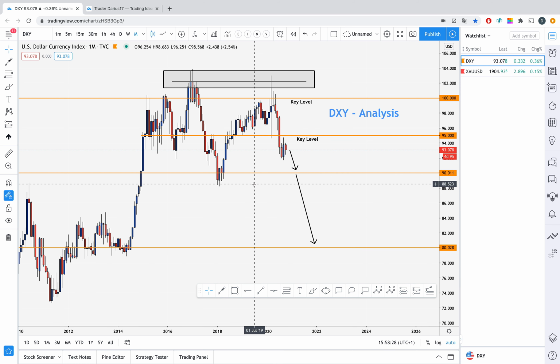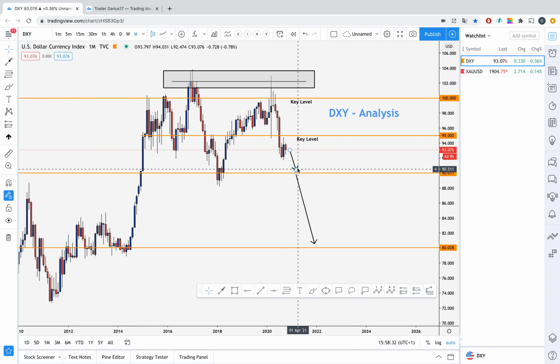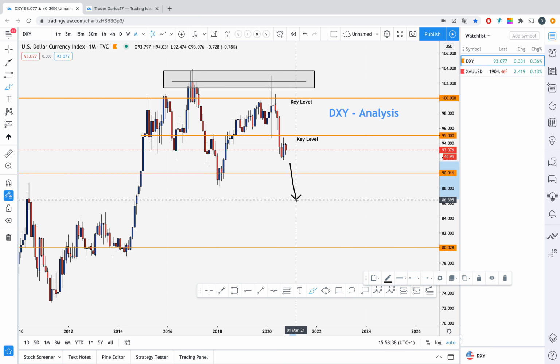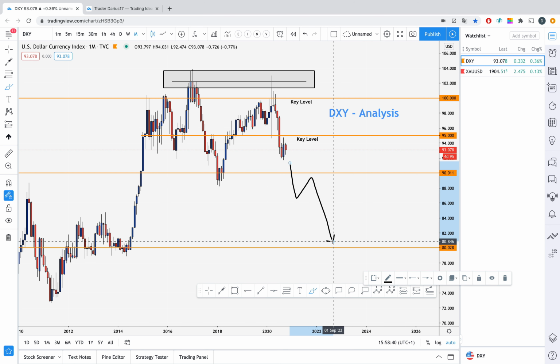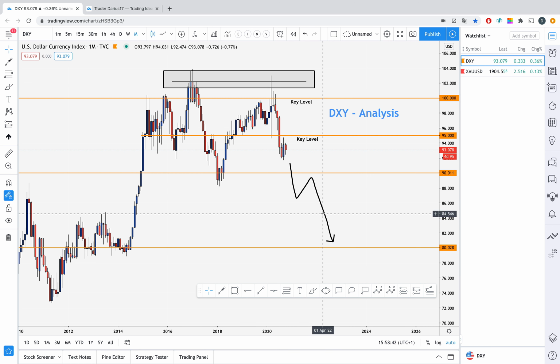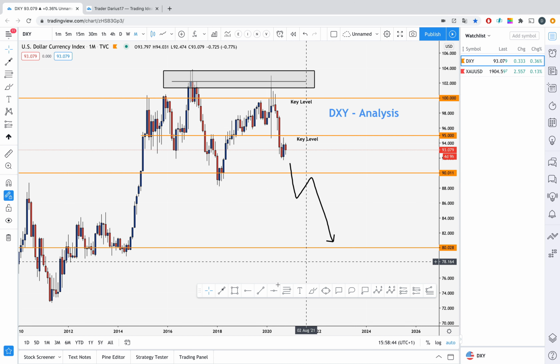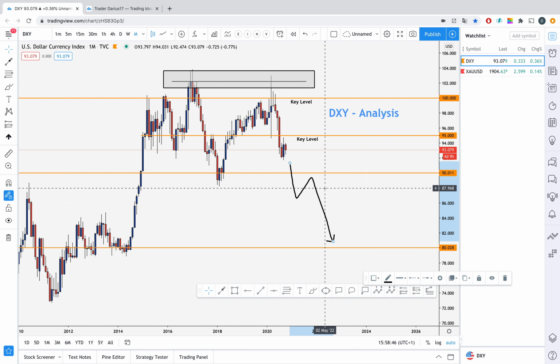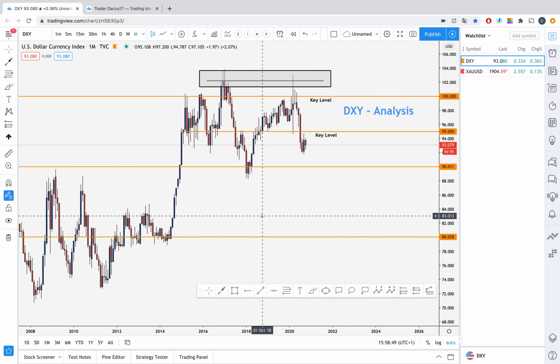So in the long-term view, I see the DXY dropping more to the downside. And if we hit this level, then we have a double top formation. Then we need to wait for price to break this level, retest this level, and then drop massively to the downside. This is the idea on the DXY in the long term. This is the kind of structure we can expect.